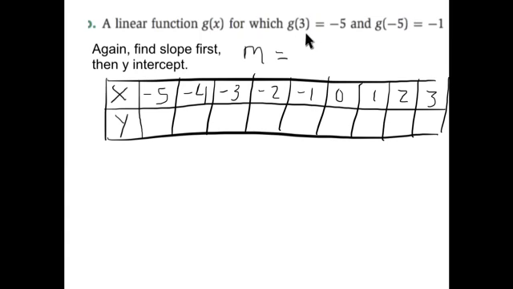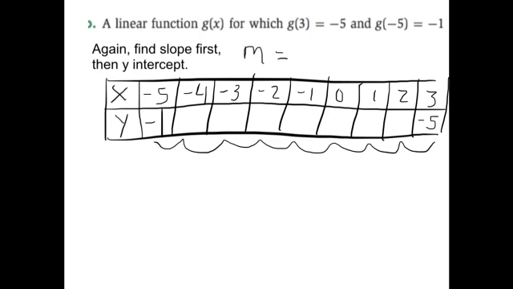We know that when g of 3 is -5, that means that when x equals 3, this is -5. And when x equals -5, then g of -5 is -1. So we'll put that in over here. Notice that as we go in this direction, the values of y are getting smaller. So we have a negative slope here. Let's see if we can figure out what that negative should be.